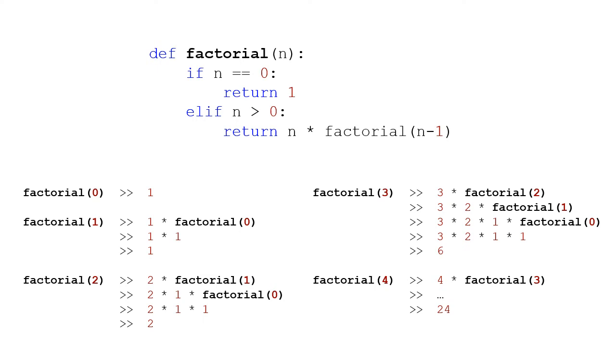Then for factorial 2, it returns 2 times factorial 1. And then based on the previous statement, you know factorial 1 gives the value of 1. So factorial 2 will have the value of 2. So it can repeat for factorial 3, factorial 4, and so on.